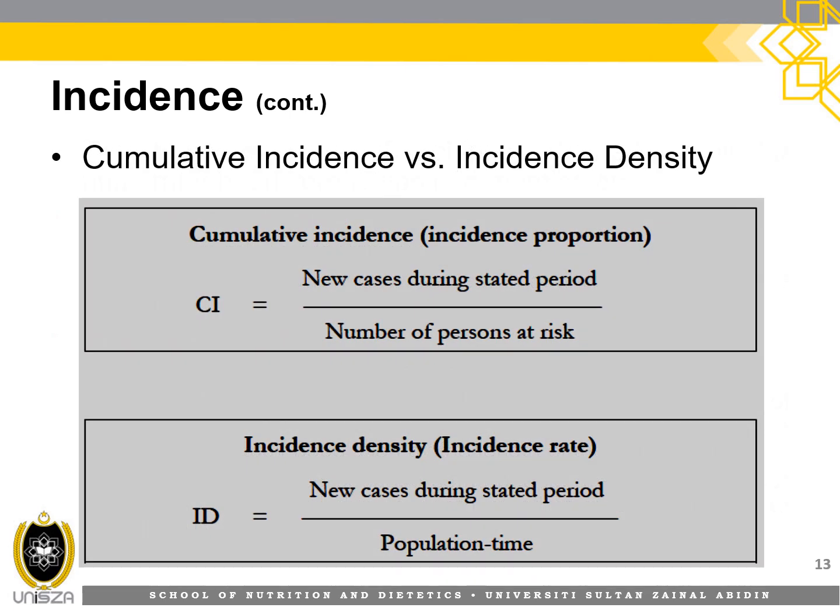This slide shows the difference in formula for cumulative incidence and incidence density. Cumulative incidence, or CI, is equal to new cases during the stated period over the number of persons at risk. Incidence density, or ID, is equal to new cases during the stated period over population time.